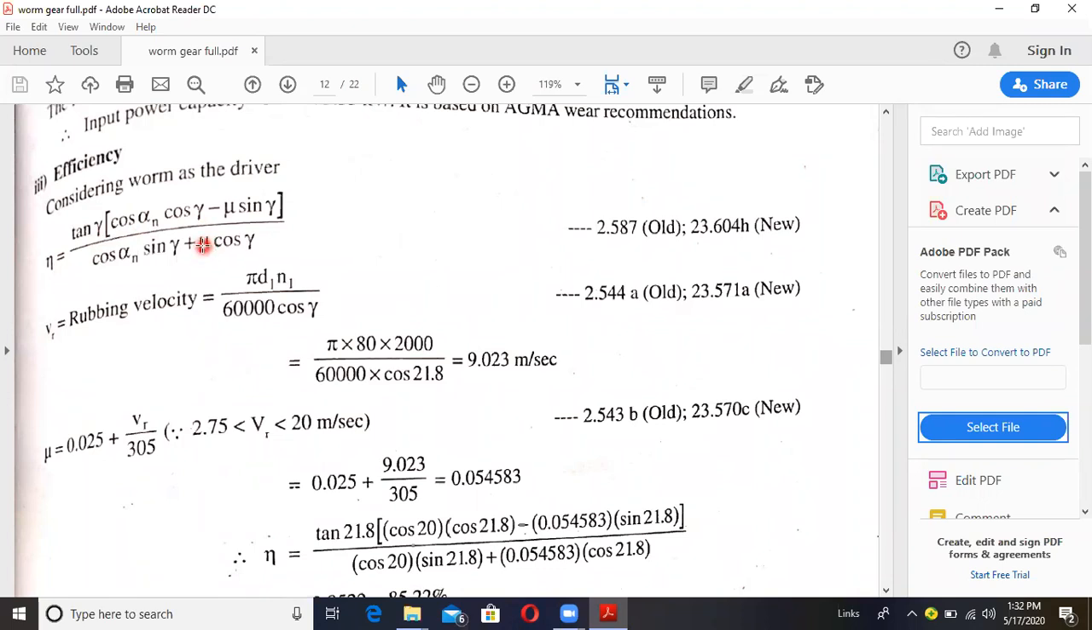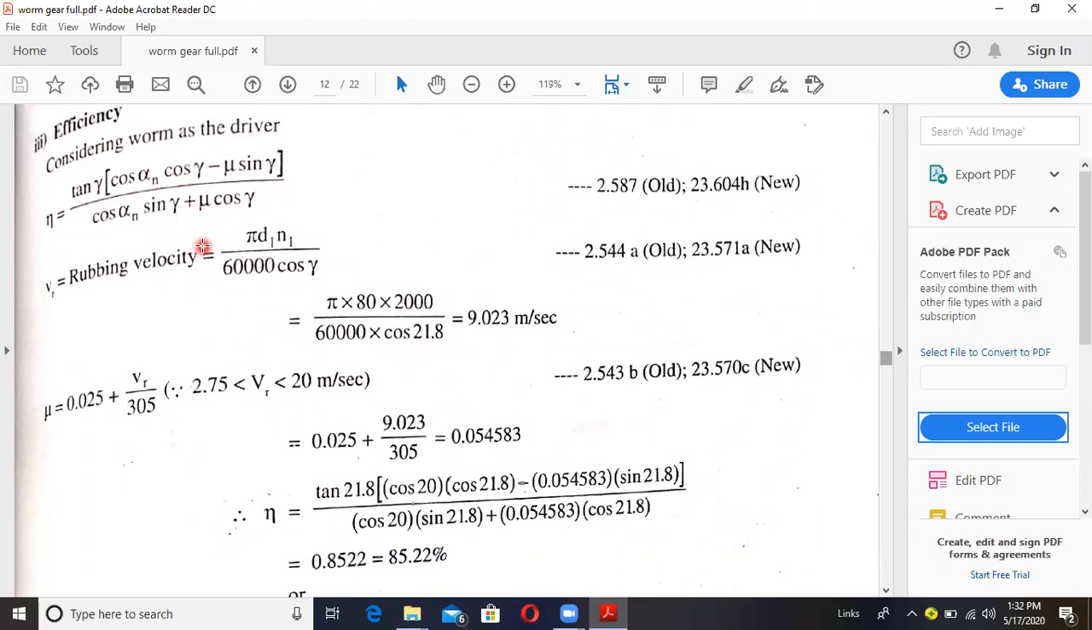That is nothing but the coefficient of friction. So before calculating mu, first we have to calculate rubbing velocity. Now we have considered worm as the driver. Therefore rubbing velocity VR is equal to pi d1 n1 divided by 60,000 into cos gamma. When you take worm gear as the driver, then you will get d2 n2. Remember that. Now we are taking worm as the driver, so we use d1 n1 divided by 60,000 into cos gamma. Now we get the rubbing velocity 9.023 meter per second.